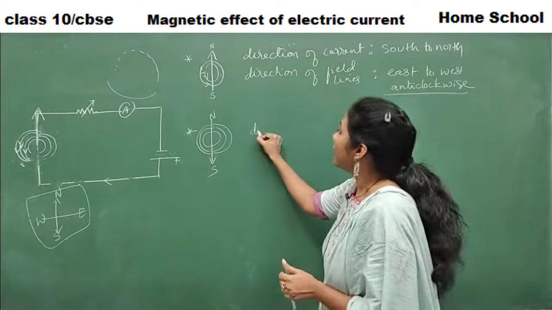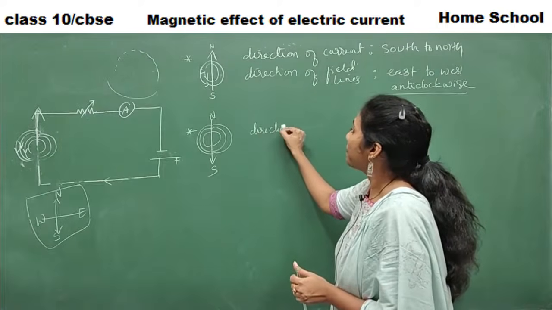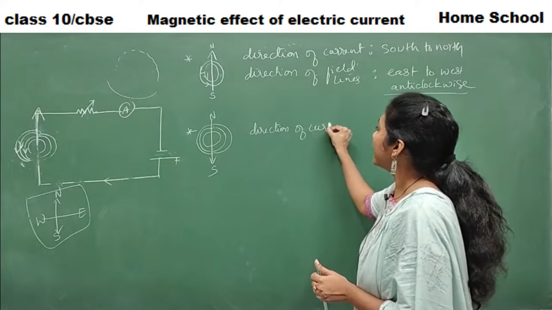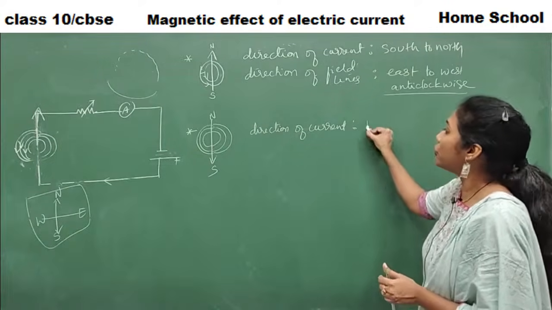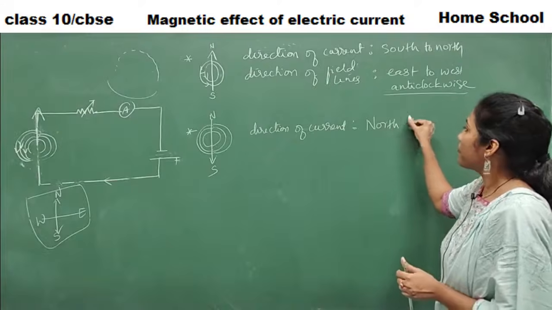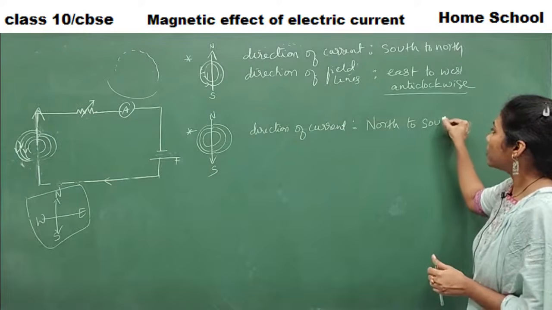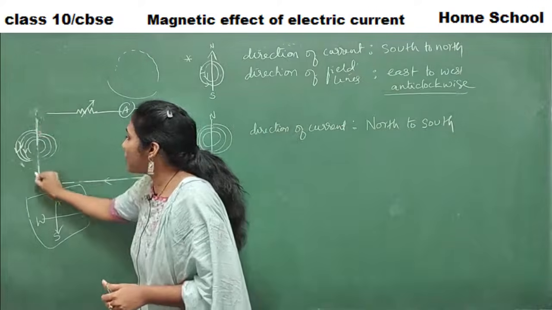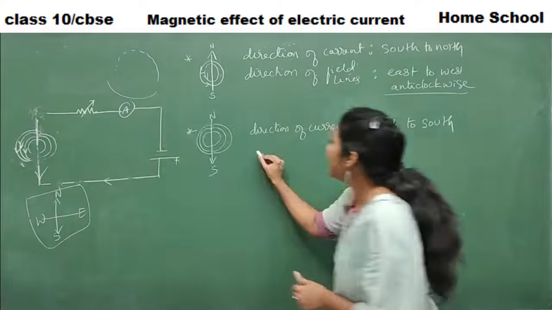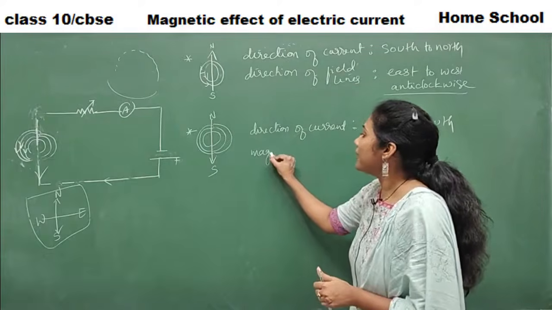See here, the direction of current is now from north to south. Yes or no? That is from top to bottom. Now I am changing the direction, top to bottom. So what is the direction of the magnetic field lines?